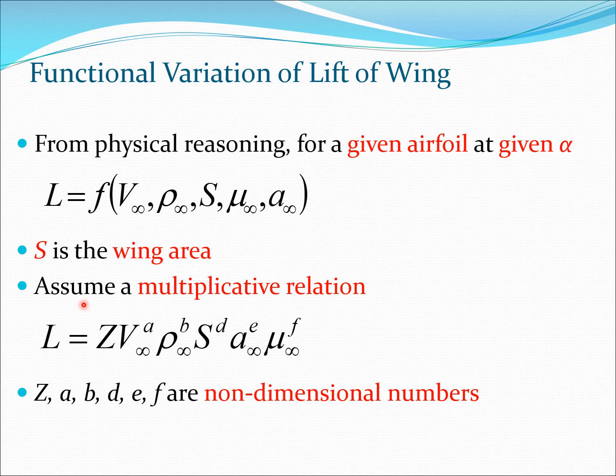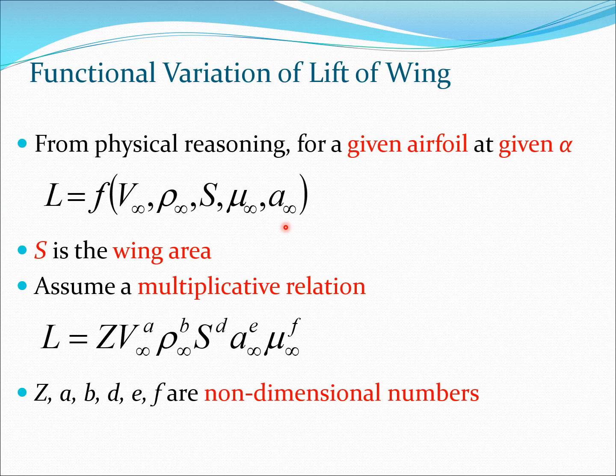So let's start with the mathematics. Now we know that the lift is going to be a function of several quantities. These quantities would include velocity, density, the area of the wing S, the viscosity mu and the speed of sound a. So these are essentially coming from our physical thinking about a situation.